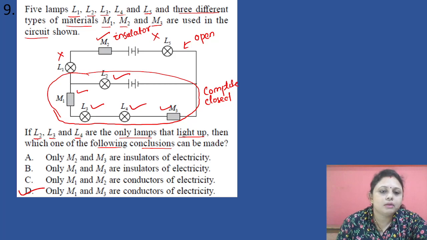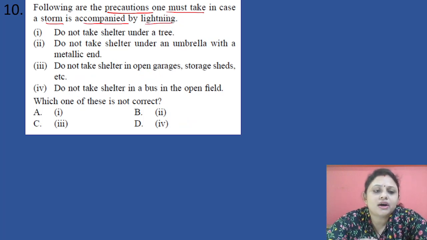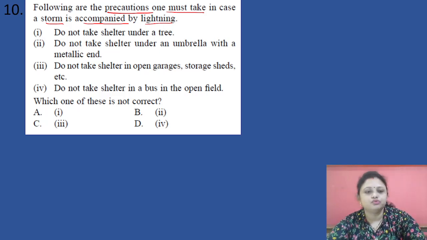Okay. Coming to the next question, the following are the precautions one must take in case a storm is accompanied by lightning. 1. Do not take shelter under a tree. 2. Do not take shelter under an umbrella with a metallic end. 3. Do not take shelter in open garages, storage, or sheds, etc. 4. Do not take shelter in a bus in the open field. Which one of these is not correct? Options are A 1, B 2, C 3 and D 4.